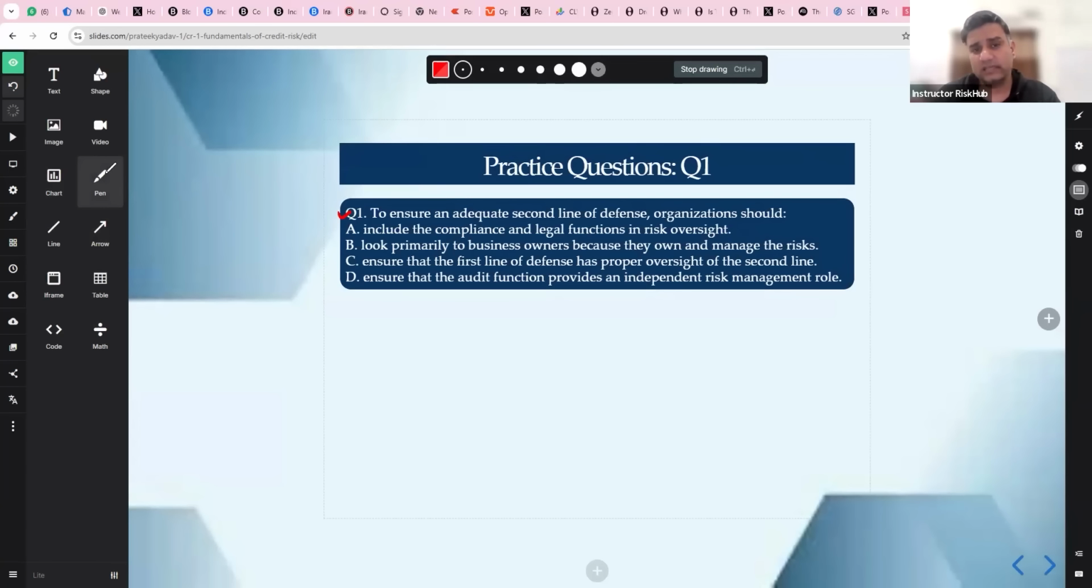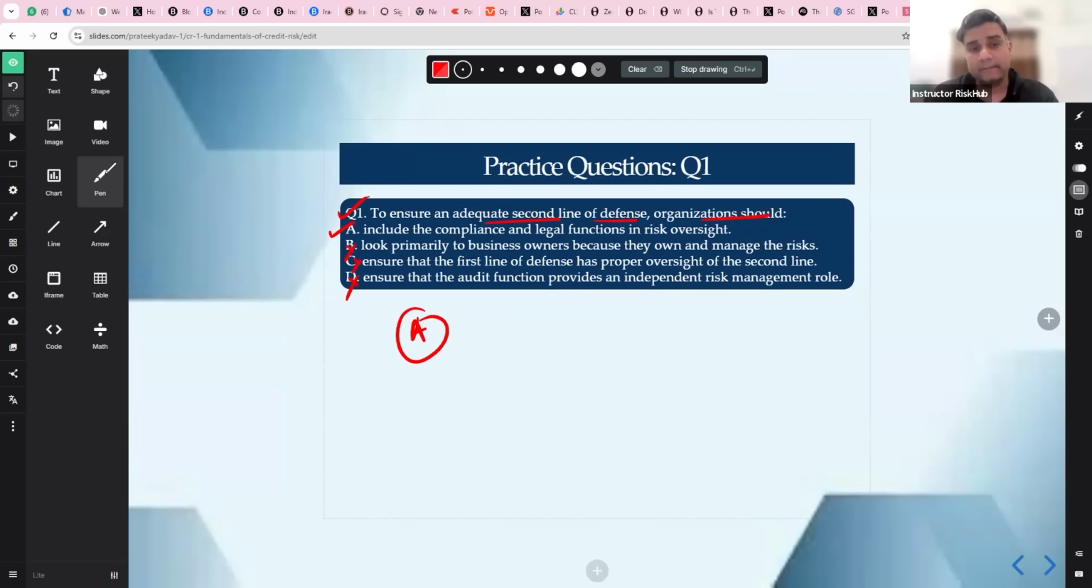Now, let's do the question, guys. To ensure an adequate second line of defense, organizations should do what? A: include the compliance and legal function in the risk oversight. True. B: look primarily to business owners because they own and manage the risk. Not true. C: ensure that the first line of defense has proper oversight of the second line. Not true. D: ensure that the audit function provides an independent risk management role. Not true. I'll explain why I'm saying this.